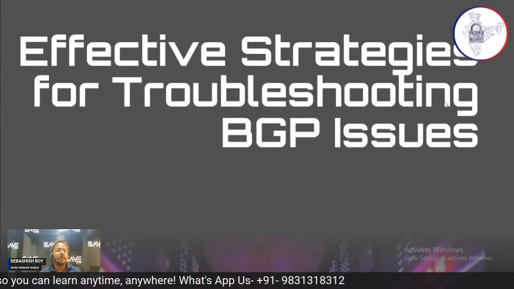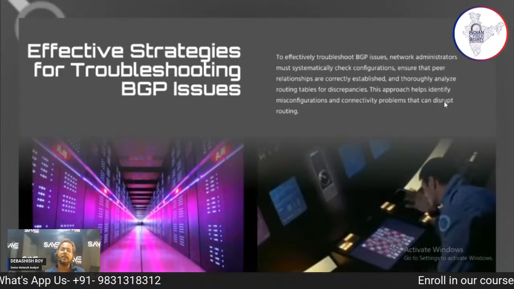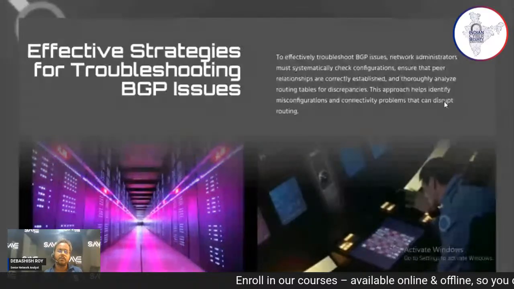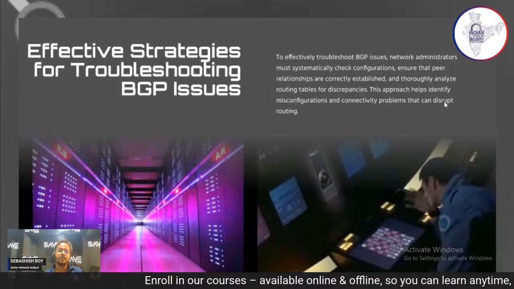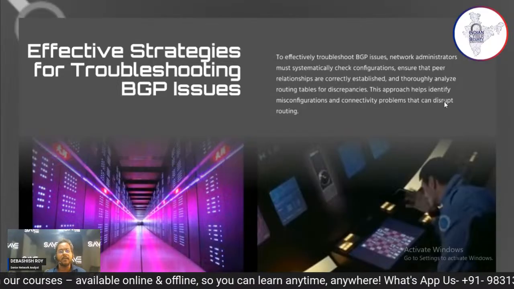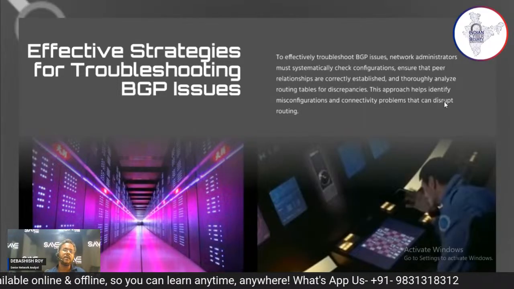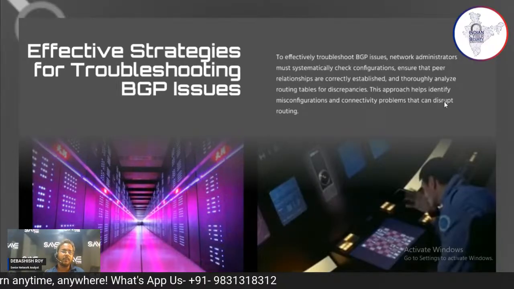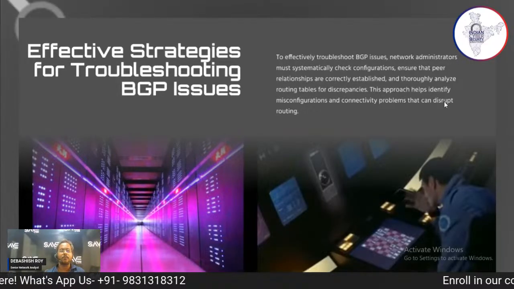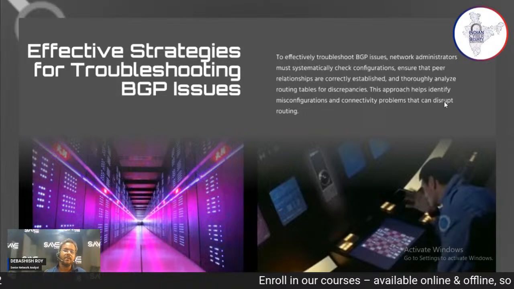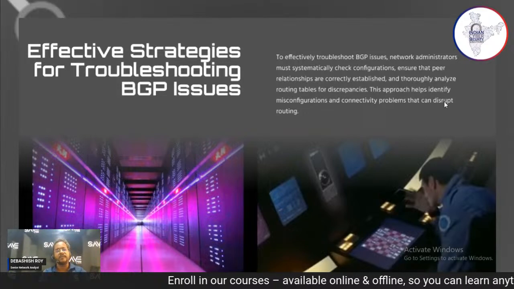So you should also have effective strategies for troubleshooting BGP issues. Network administrators must systematically check the configuration and ensure that the peer relationships are correctly established. The peer relationship will not be established if you have given the wrong router ID. For example, if you haven't configured the router ID at all, the peer relationship will definitely not be established. And as I was telling you, you should check next hop reachability. Otherwise, there will be no relationship between the neighbors, or the autonomous systems, I should say.